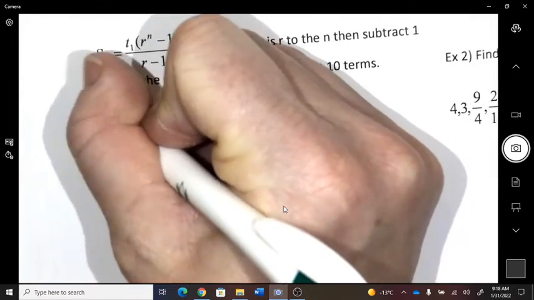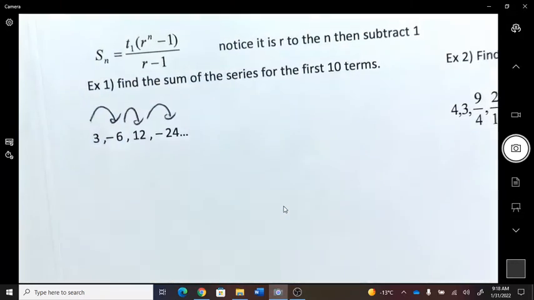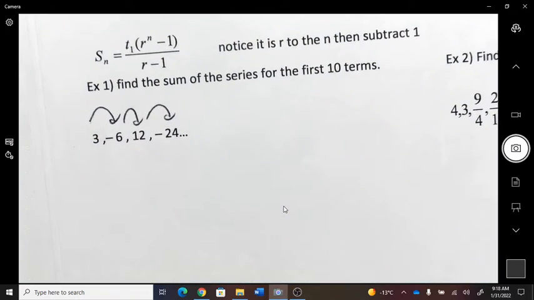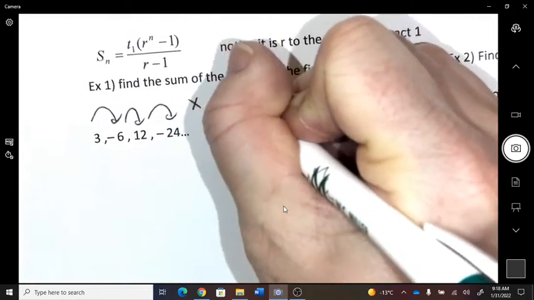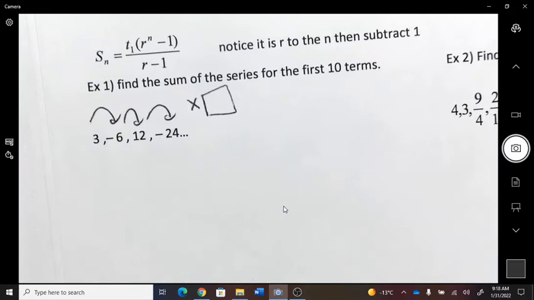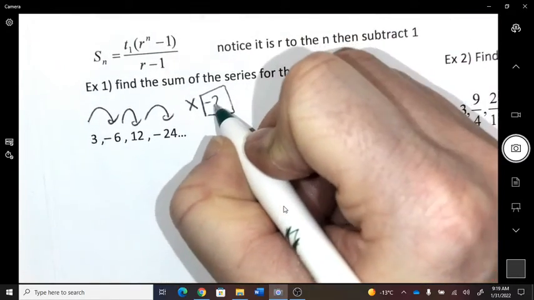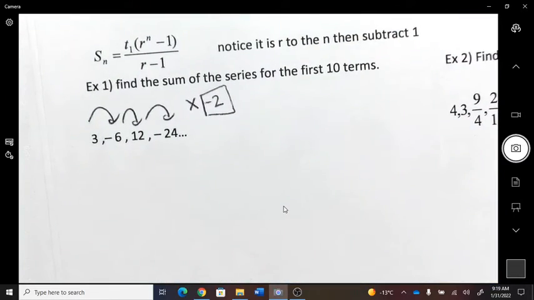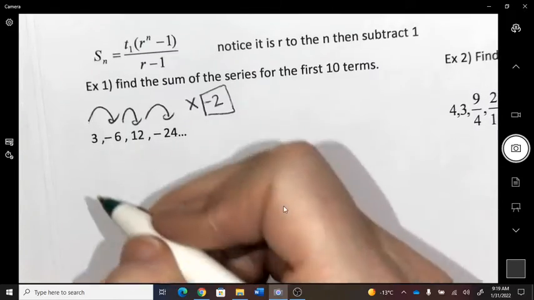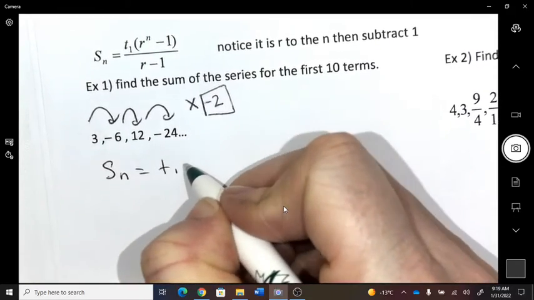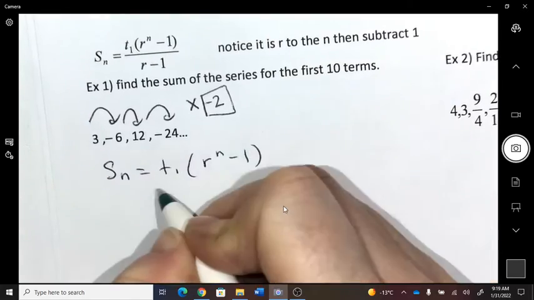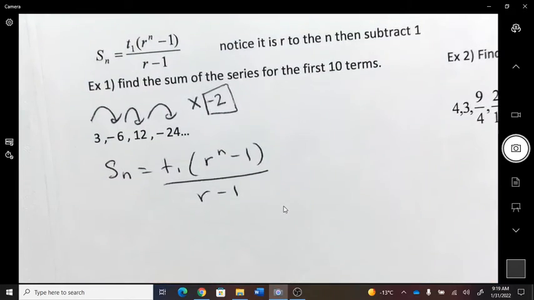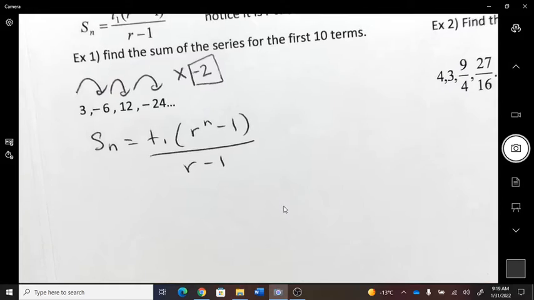Okay, so let's get the pattern here. What's going on in this pattern? It's geometric. So in other words, I'm multiplying by, what am I multiplying by every time? Did you think about a negative 2? Okay. So you have a formula here.